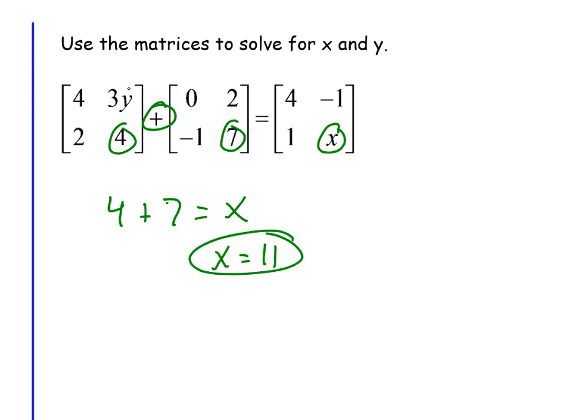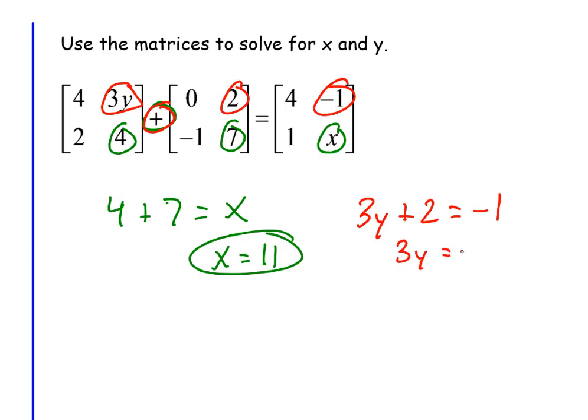To figure out the y, 3y plus 2 is equal to -1 because 3y, 2, and -1 are all in the top right corner. 3y plus 2 equals -1. Start to solve this problem, and I end up with a y of -1. Knowing the location and how those operations work together to create the new numbers helps you figure out what missing parts of matrices are as well.